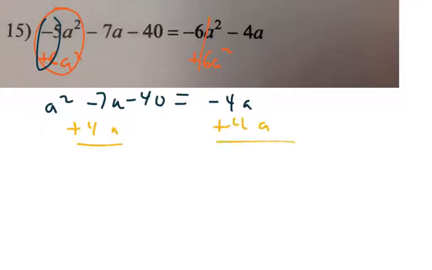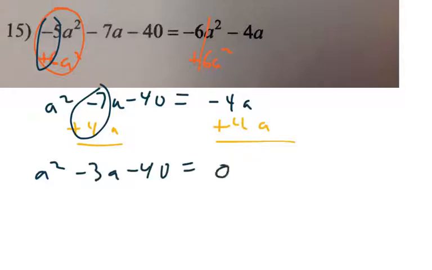So we're going to add 4a to both sides, and so a squared, negative 7 and 4 is negative 3a minus 40 equals 0. And remember, we want it to equal 0. That's the only way we can solve it when it's equal to 0. And we could do the quadratic formula, but there's a quicker, better way on this one.